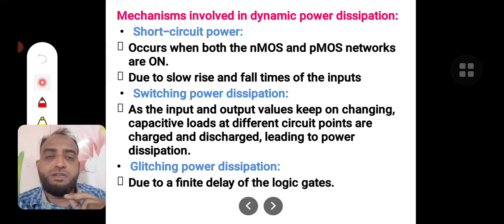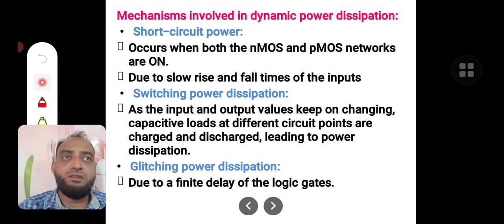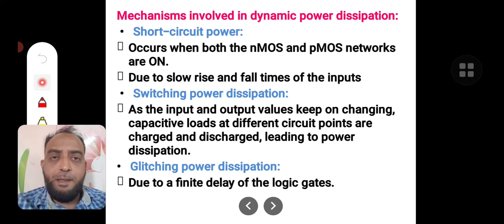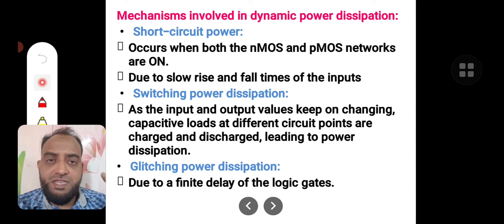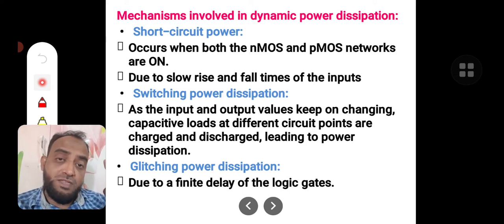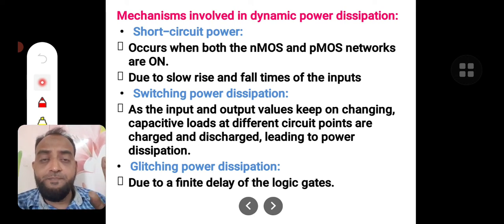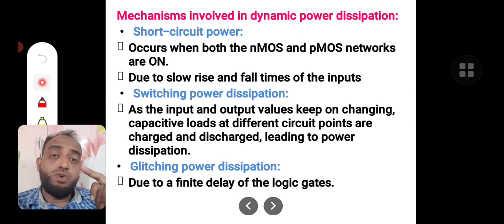Now the third type of power dissipation is glitching power dissipation. This glitch power dissipation happens because of the finite delays in the logic circuits. For example, if one input is directly connected to the third stage, another input is connected to the first stage, which has to pass stage 1 and stage 2 and come to the third stage. Consider another input which is connected to the second stage, that has to pass only one stage and come to the output. So the three inputs to the third stage are: one directly connected, another through one network, and the third through two networks.